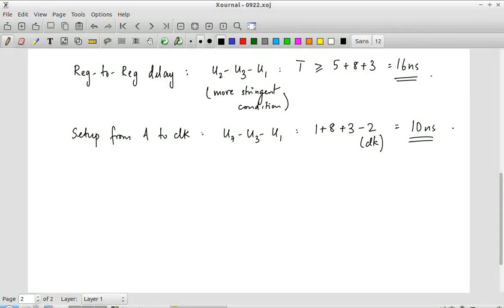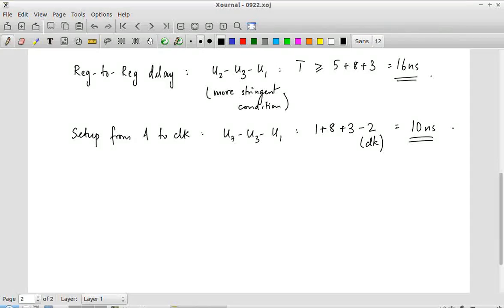Similarly, we also did an analysis for hold time, but the hold time does not directly impact the clock period, so we are not concerned about that. The next cycle of the clock can only come after A has been successfully captured inside the flip-flop. So after I have launched one A, I must wait at least 10 nanoseconds before I can give the next value for A. At least 10. It may be greater than that.